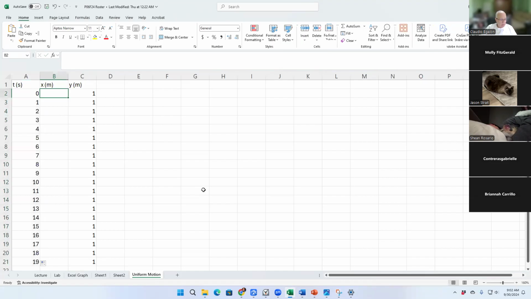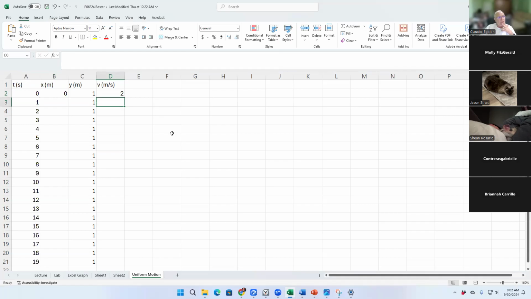And what else am I going to do? Let's say we start at the origin. And because it's uniform motion, I'm going to put the velocity here as well, in meters per second. I'm going to put the velocity here in a single cell. Let's start with 2 meters per second.